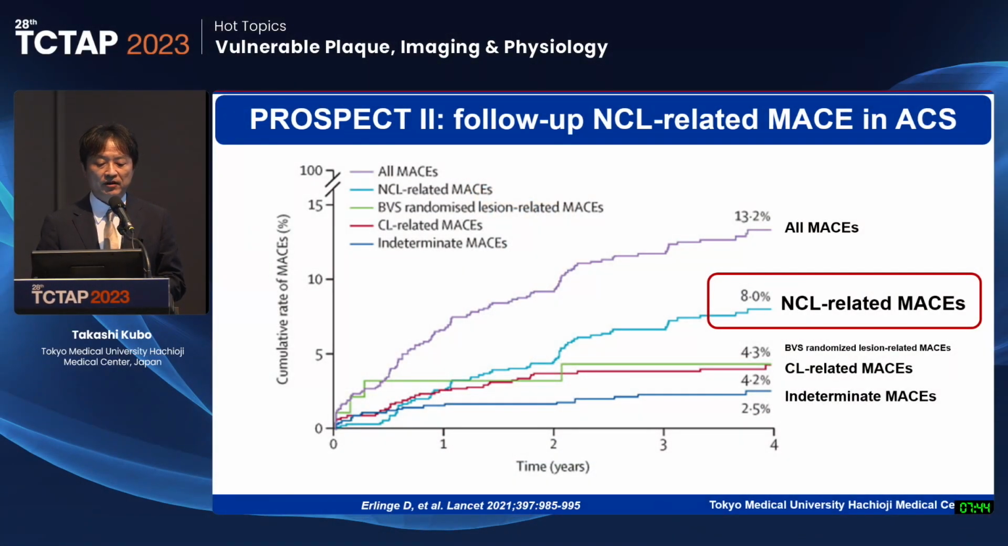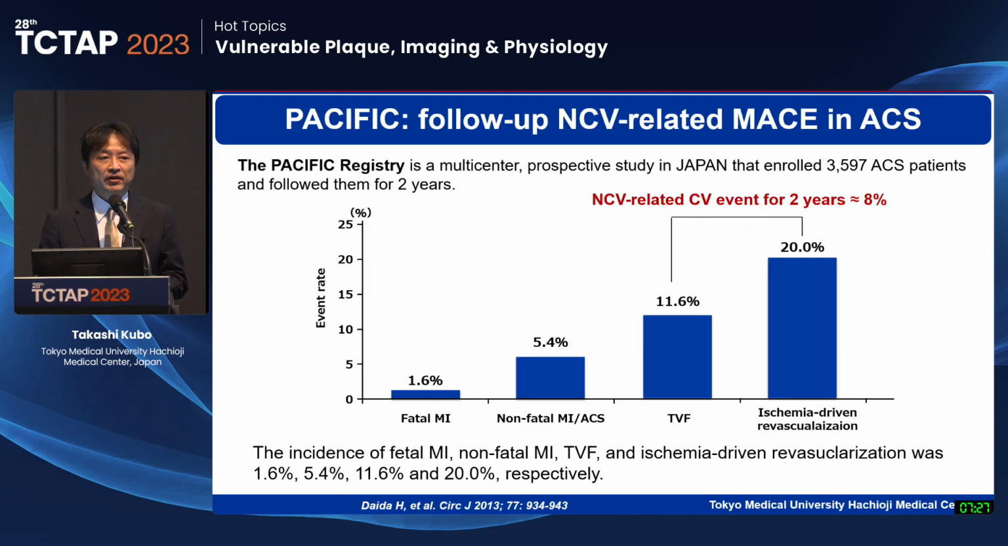Non-culprit lesion-related MACE is not rare. It's very important for us. The PROSPECT II trial demonstrated the frequency of non-culprit lesion-related MACE is approximately 8% during 4 years, which is twofold higher than culprit lesion-related MACE. And the PACIFIC Registry is a multi-center prospective study in Japan that enrolled 3,597 ACS patients, and follow-up duration was 2 years.